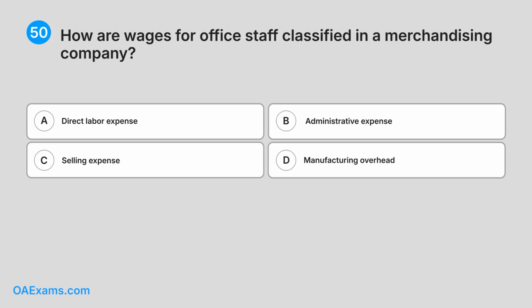50. How are wages for office staff classified in a merchandising company? A. Direct labor expense, B. Administrative expense, C. Selling expense, D. Manufacturing overhead. Can you guess the answer?